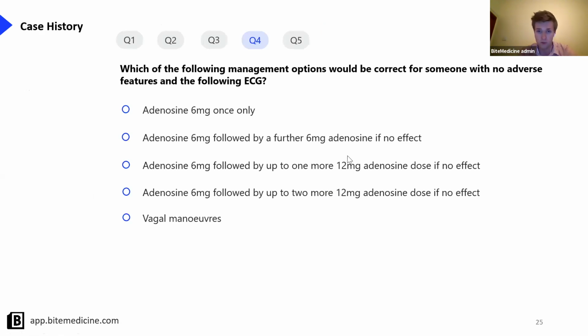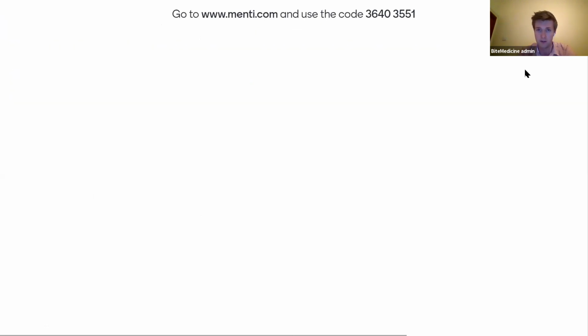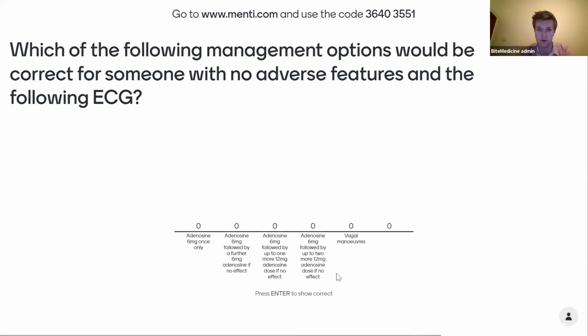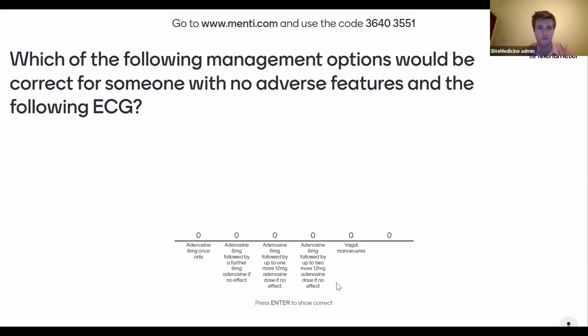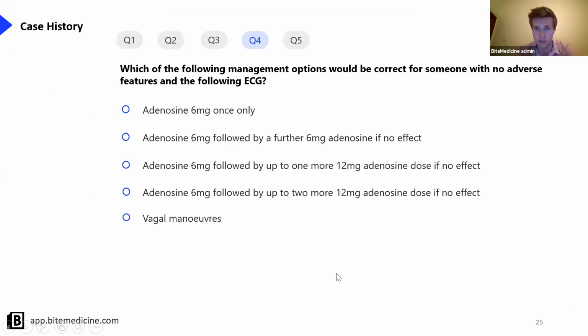Question 4, we'll head back to Menti and hopefully it will have sorted itself out. Let's see. Yes, okay, good. So, question 4, which of the following management options would be correct for someone with no adverse features and the following ECG? And what I'm particularly looking for here is the first thing you should do.